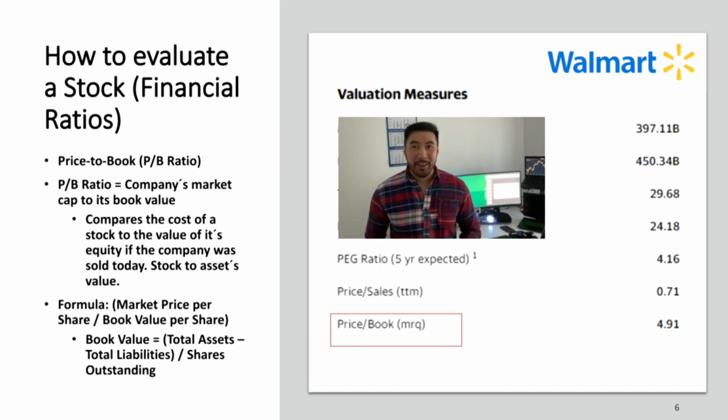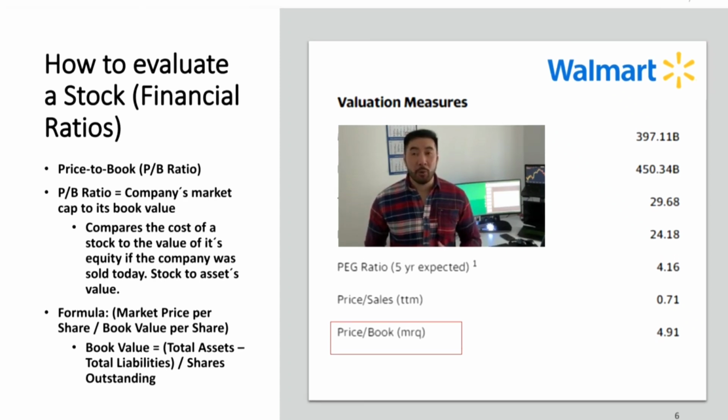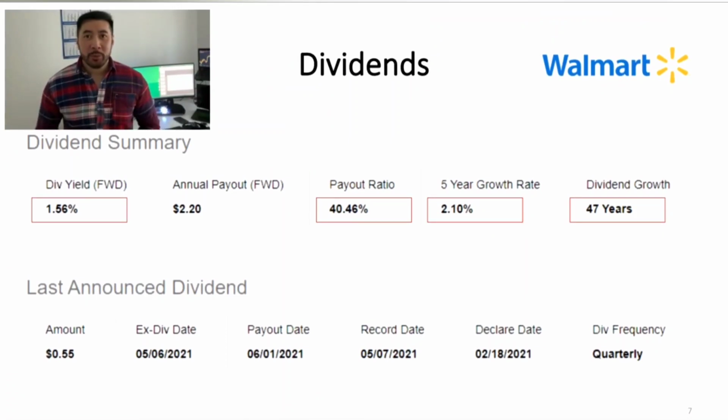Of course, there are a ton of other multiples and ratios that you can use to evaluate a company. And that's just for you to decide, to give yourself a better understanding if you want to buy the company's share or not. And I want to mention another aspect that many investors like to see is dividends, since that can sometimes influence investors when choosing a stock.